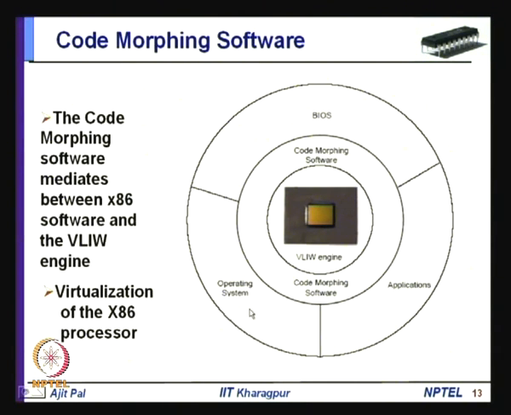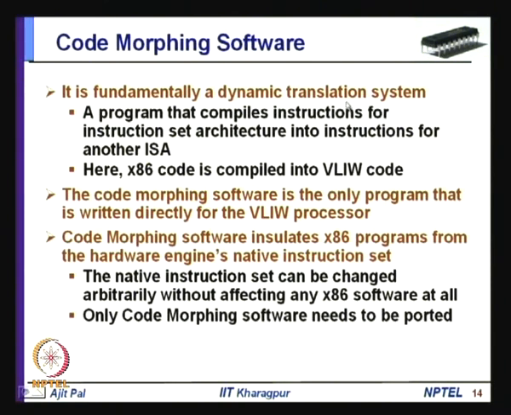So, you can have the traditional operating systems and also the BIOS that is required there, and various applications that you use, word processing and various other things. Those codes are translated to VLIW code with the help of this code morphing software. Code morphing software is fundamentally a dynamic translation system, a program that compiles instructions for one instruction set architecture into instructions for another instruction set architecture.